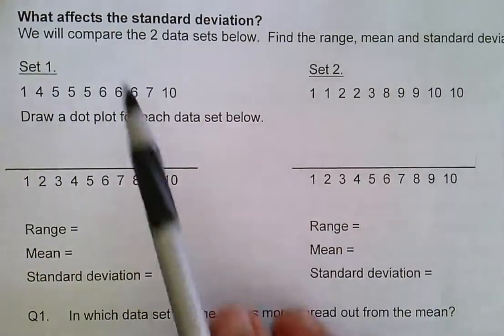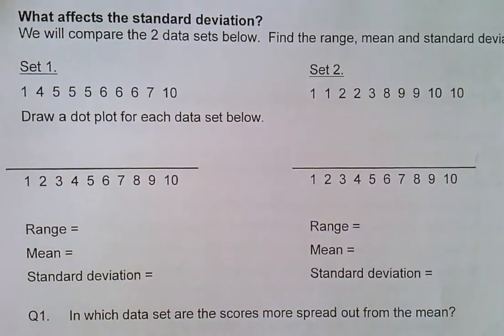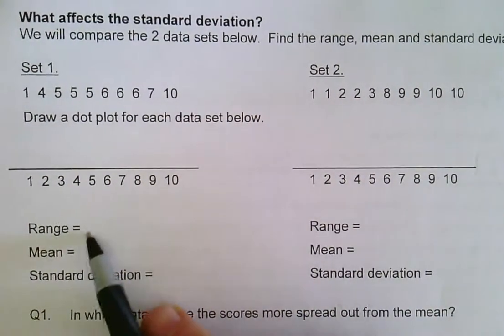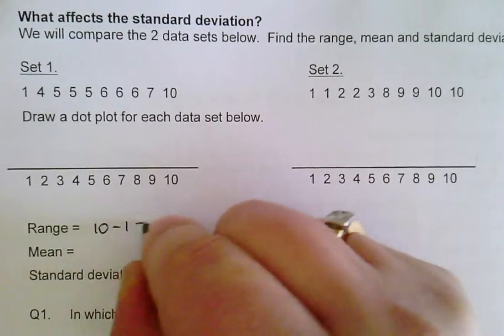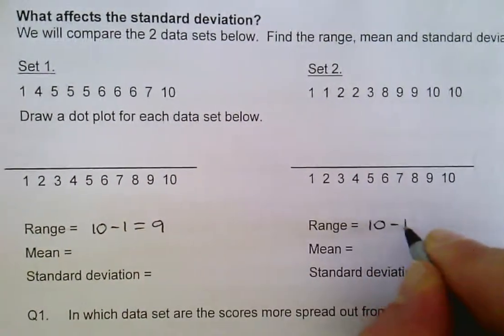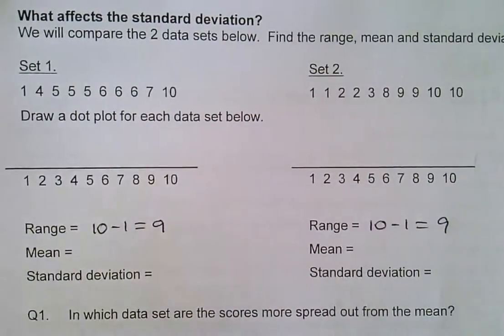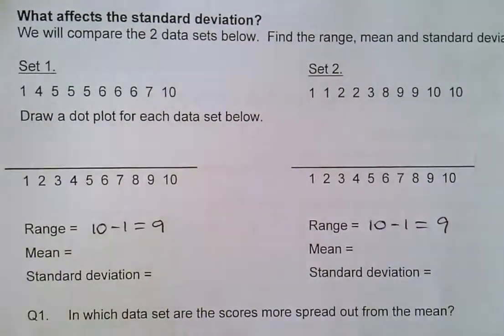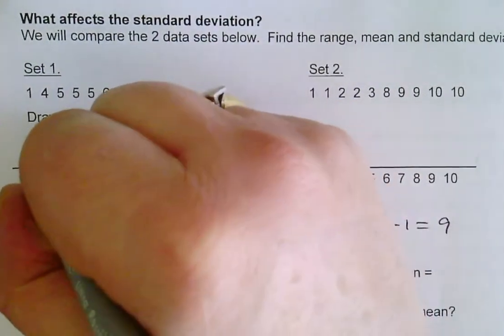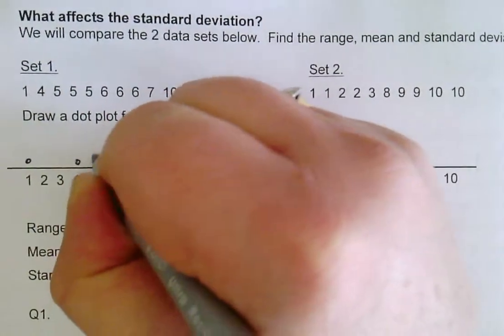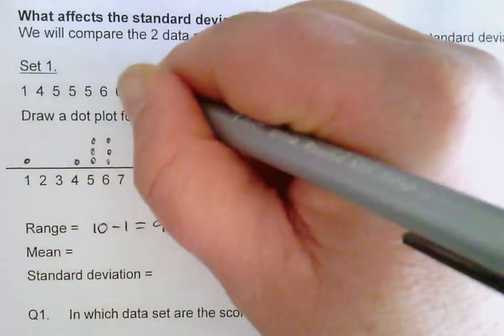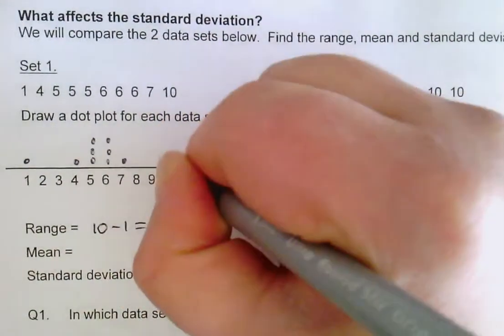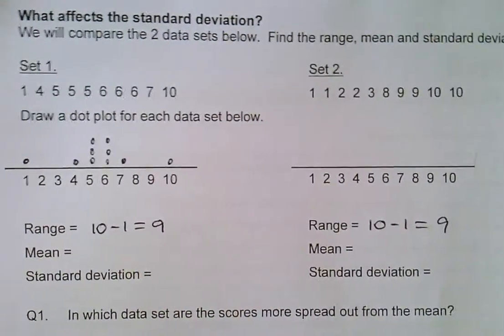We're going to look at these 2 data sets. Tell me what the range is for each. 9, good. Now, let's draw the dot plot. It asks you to draw the dot plot. Go off and draw the dot plots for each. So you do them yourselves. I'm doing it here. I'm going to do a dot plot here as well.